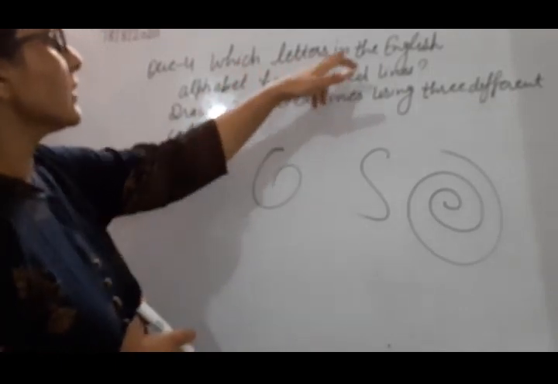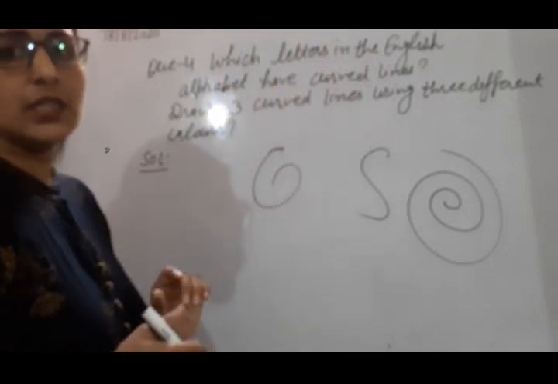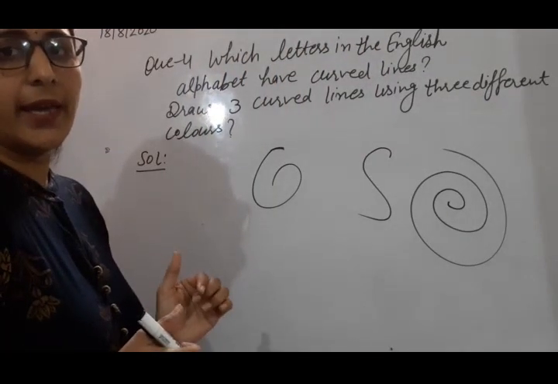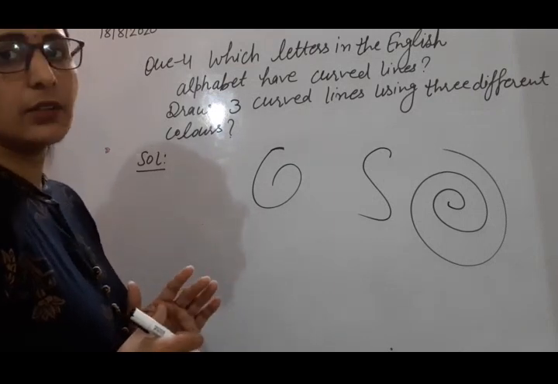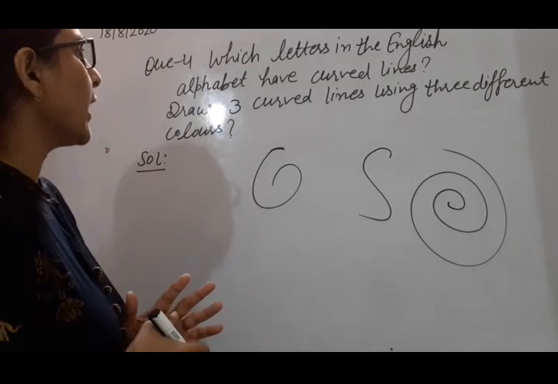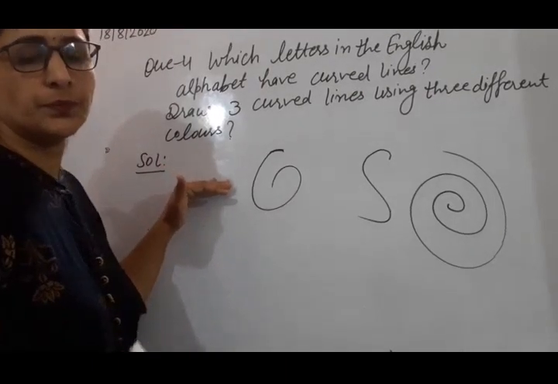And which letters in the English alphabet have the curved line? B, C, U, R, S, Z. Okay, these are the letters which have, and S also here, which have curved line. Clear, students? That is your question number 4.